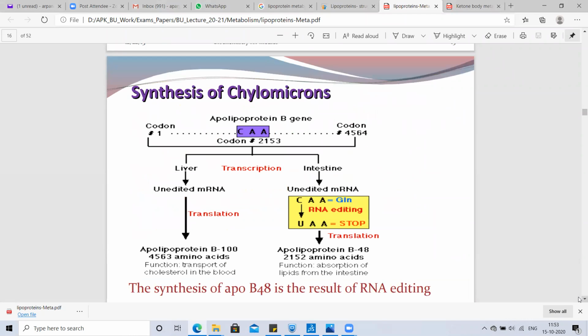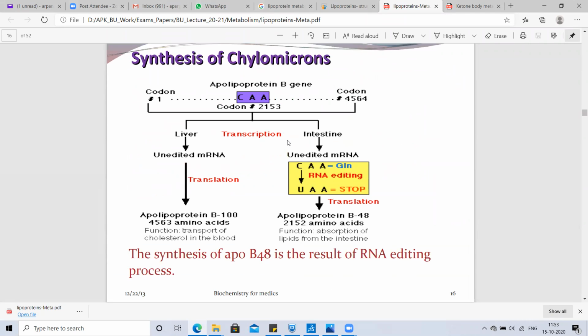How is chylomicron synthesized? You can see these are all codons on DNA. They get transcribed, and through transcription mRNA is generated. Unedited mRNA reaches the liver and intestine. In the liver, the whole mRNA gets translated into apolipoprotein B100, which contains exactly 4,563 amino acids, and it functions in the transport of cholesterol in the blood.